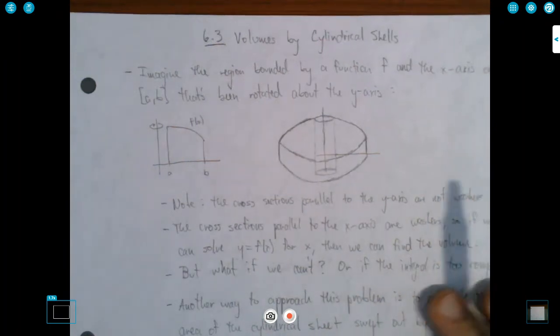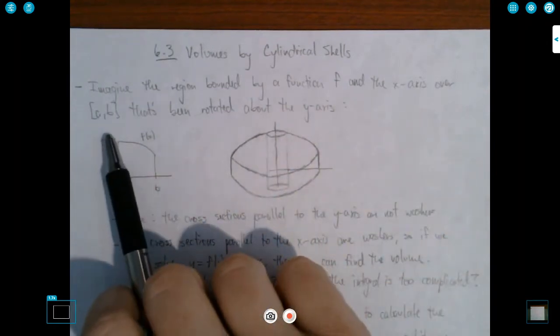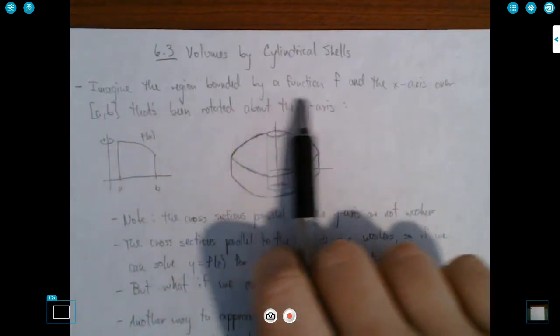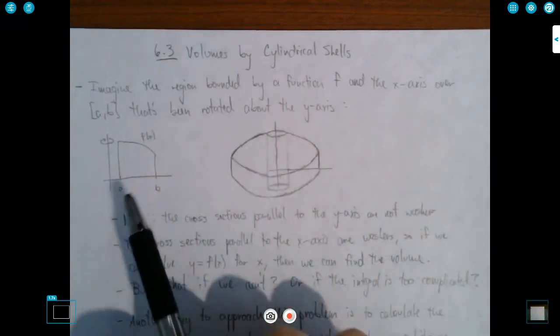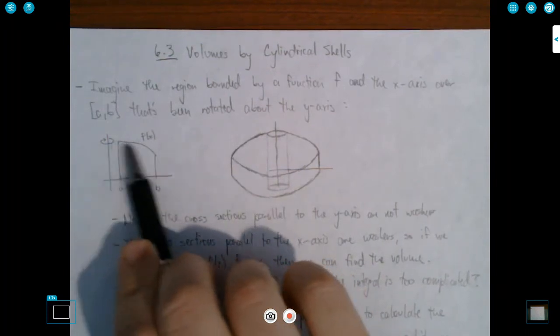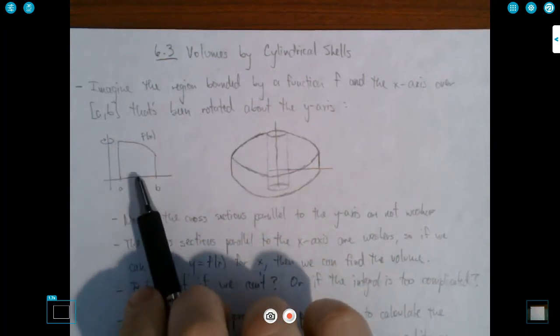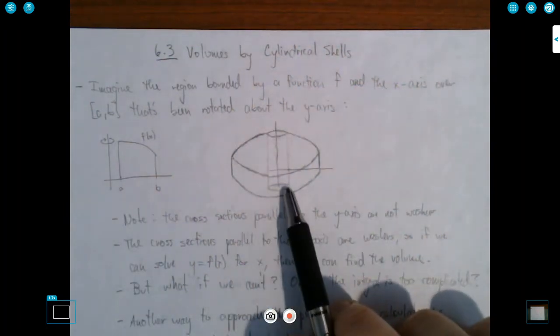So imagine the region bounded by a function f and the x-axis over [a, b] that's been rotated about the y-axis. So let's say you've got this. Let's say that this is your function, right? Just kind of like a simple little curve. And you rotate this thing around the y-axis. So you're going to get a picture that looks something like this.